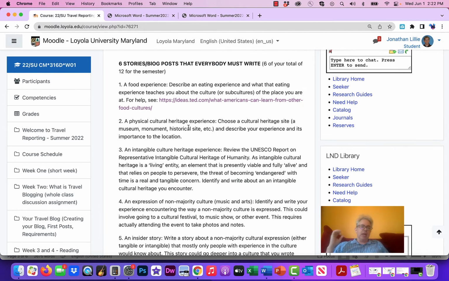And certainly if you're in a region or city that has particular cultural groups that are long-standing there, then try to have those types of experiences. So if there's a particular community in your city that's been there for a long time, then try to have that type of food experience or that type of physical cultural heritage experience, like going to a museum or monument, which is number 2.